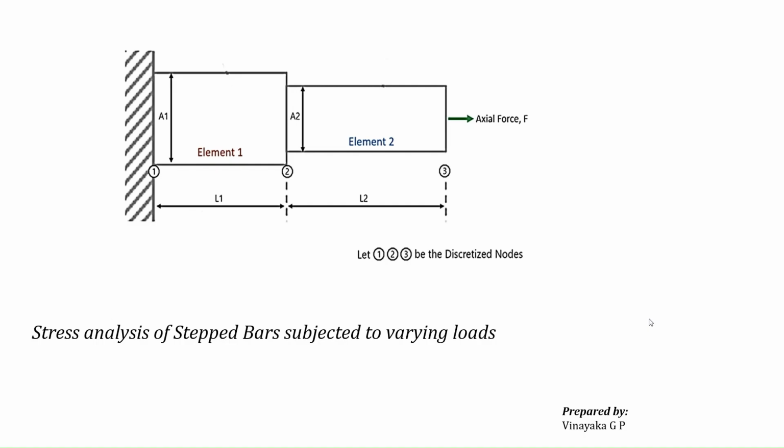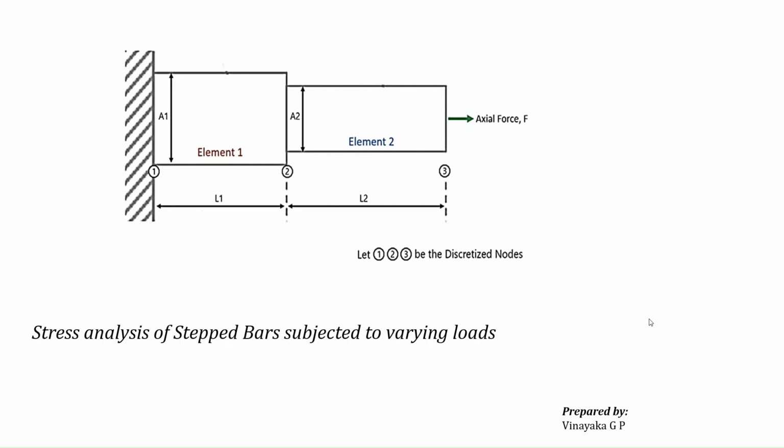As you can see in the figure here, the stepped bar has a varying cross-sectional area and is composed of two different elements, element 1 and element 2, each with different material properties and geometrical properties. We can assume that element 1 has a cross-sectional area of A1 and element 2 has a cross-sectional area of A2. Also, L1 represents the length of element 1 while L2 represents the length of element 2.